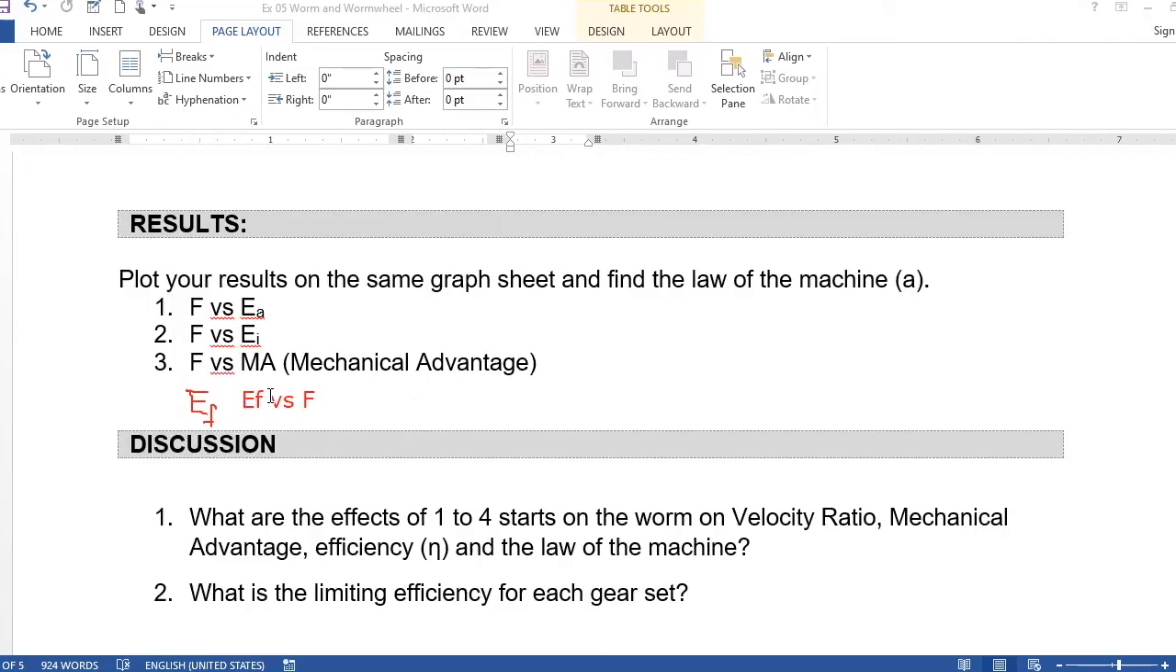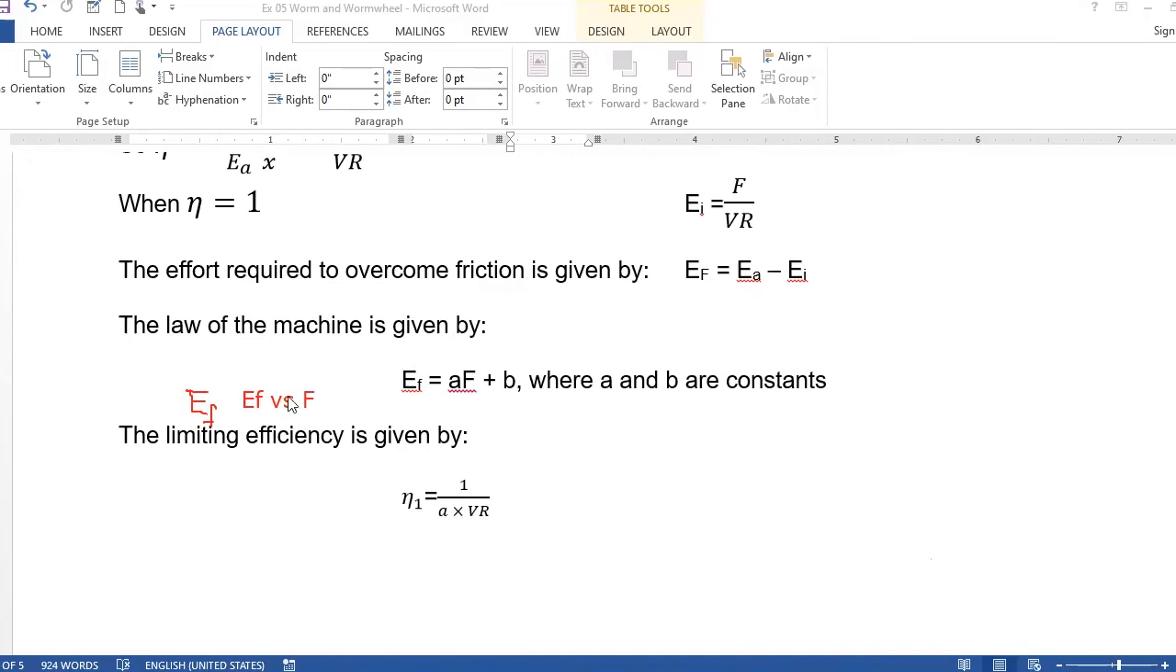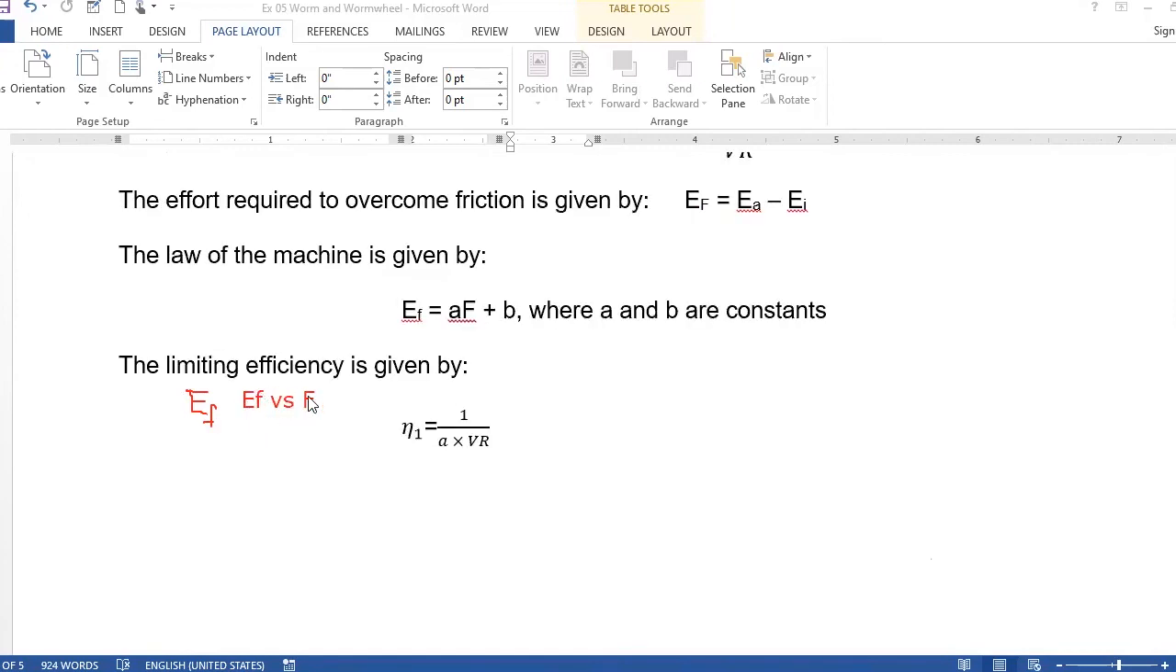You have to draw this graph, EF versus F, in order to derive the law of the machine. Because only if you find the law of the machine, then you can proceed. You have to draw this graph also on the same graph sheet, or you can draw it on a different graph sheet. It's up to you. EF versus F, it should be like this. F is the X coordinate, EF is the Y coordinate. Better you draw it on a different graph sheet. Then you can draw the graph of EF versus F.